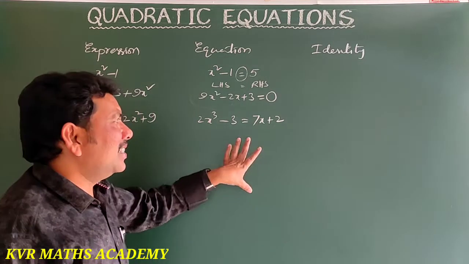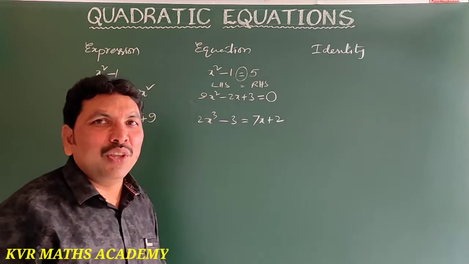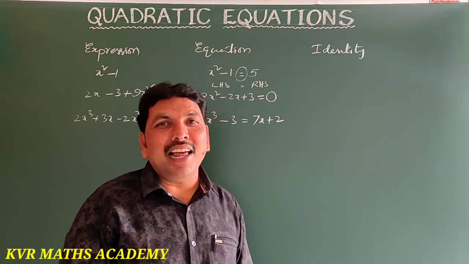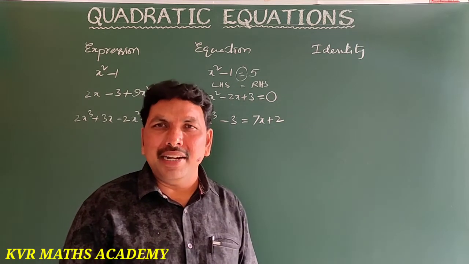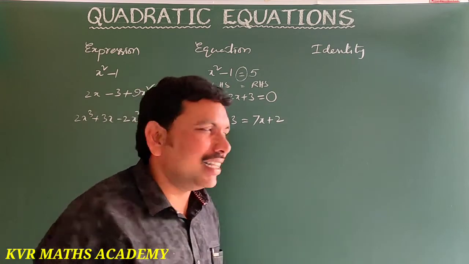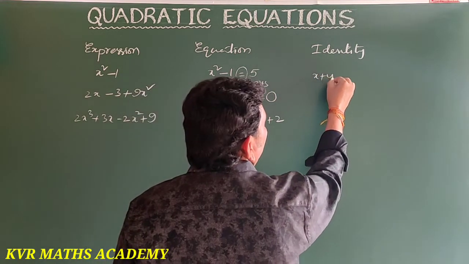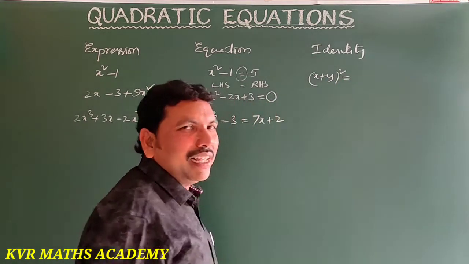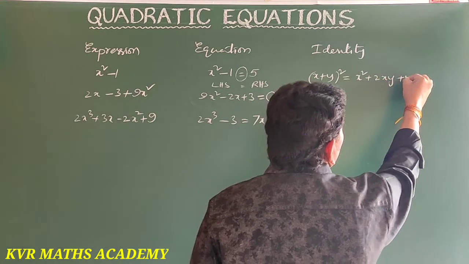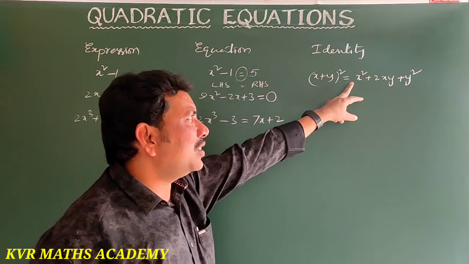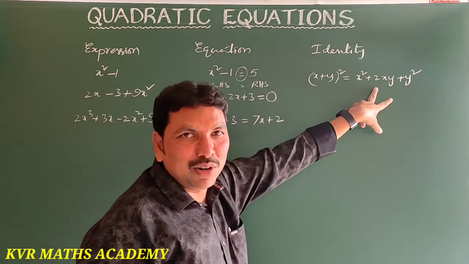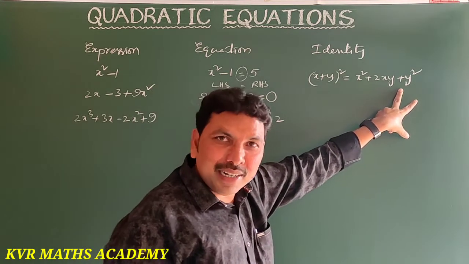Next, coming to identity. What is an identity? In our earlier classes, we have discussed so many identities. One example: x plus y whole square is equal to x square plus 2xy plus y square. This is an algebraic identity.